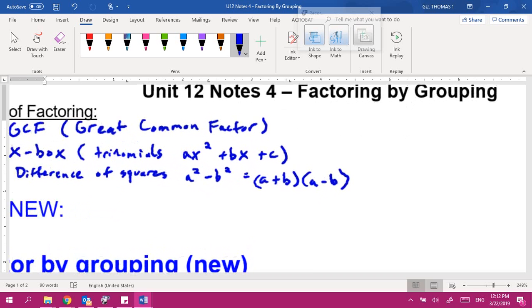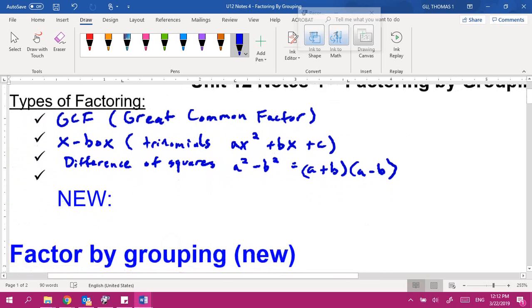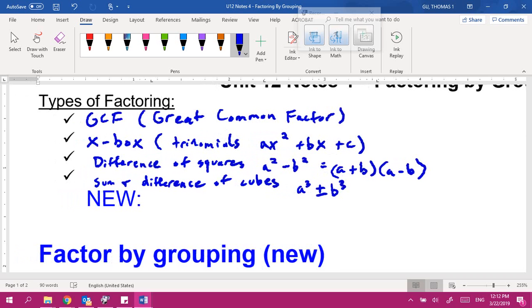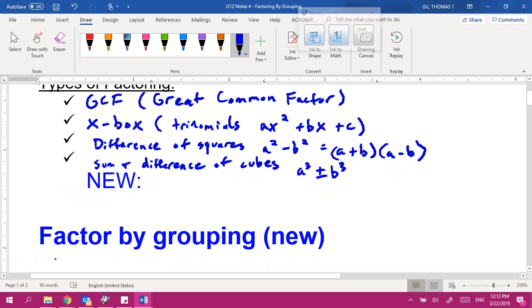And then lastly, yesterday, we did sums and differences of cubes. And that's when you had a cubed plus or minus b cubed. And now we're going to be doing a new type of factoring, which is called grouping.